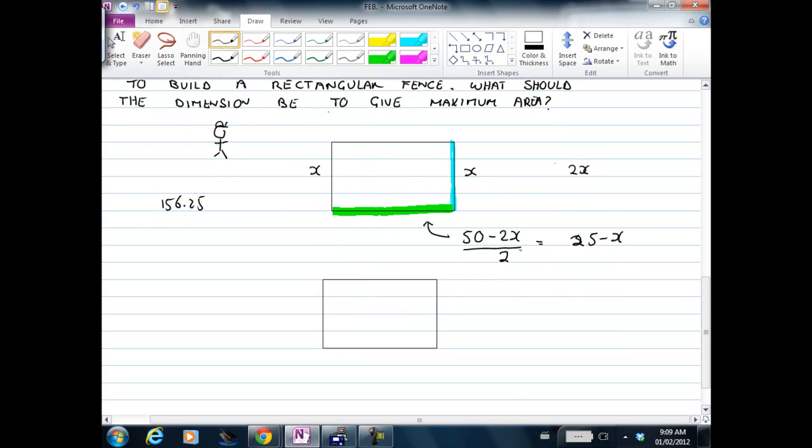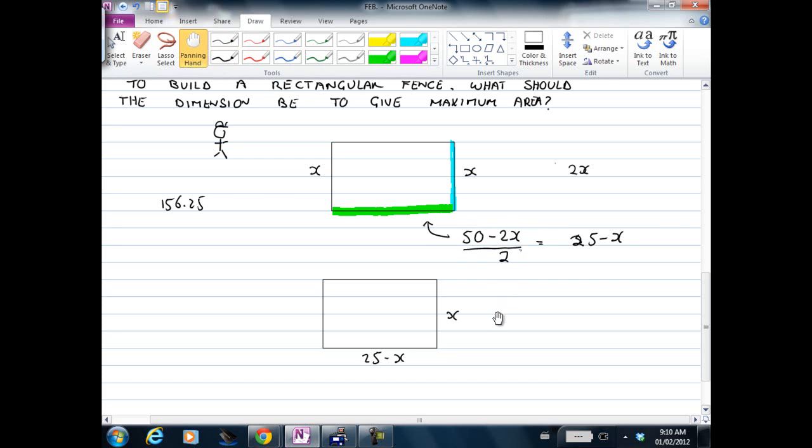So this side is x. This is 25 minus x. Question? Oh, why is it 25 minus x? Because this is 50. Because when you divide this by 2, this 2 affects both of these numbers.